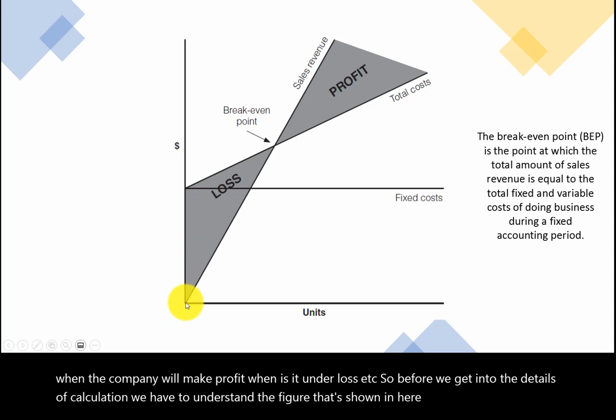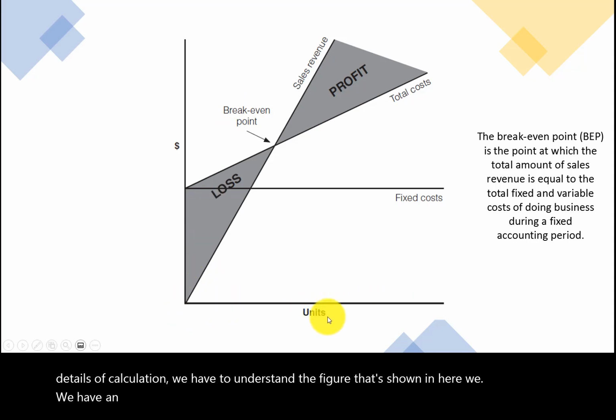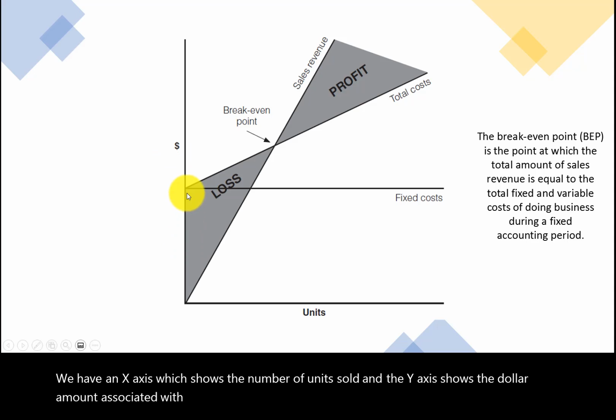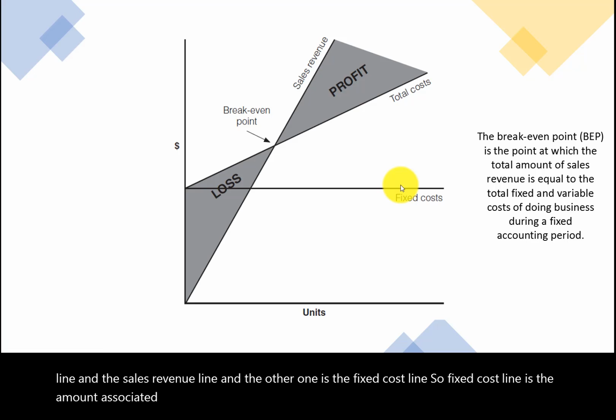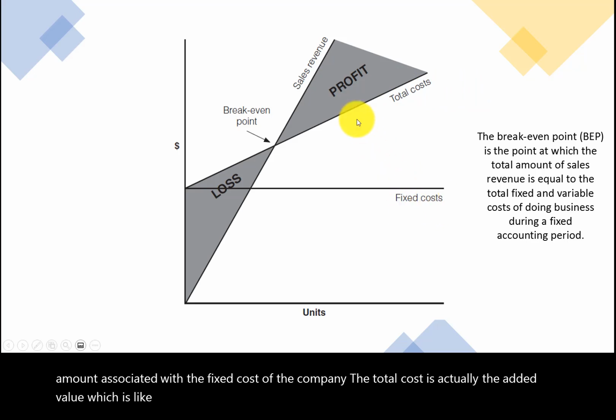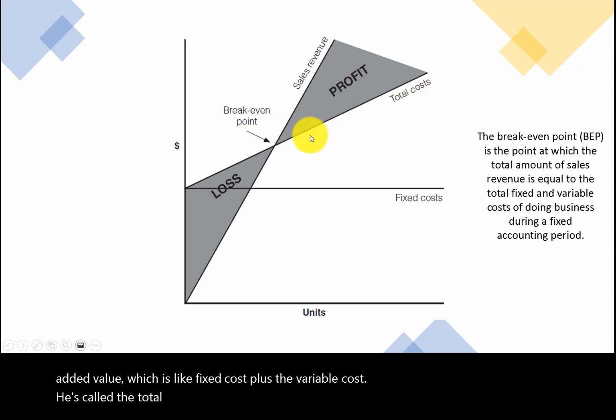We have an x-axis which shows the number of units sold, and the y-axis shows the dollar amount associated with it. We also have to look into three lines here: the total cost line, the sales revenue line, and the fixed cost line. The fixed cost line is the amount associated with the fixed cost of the company. The total cost is the added value, fixed cost plus the variable cost, called the total cost.